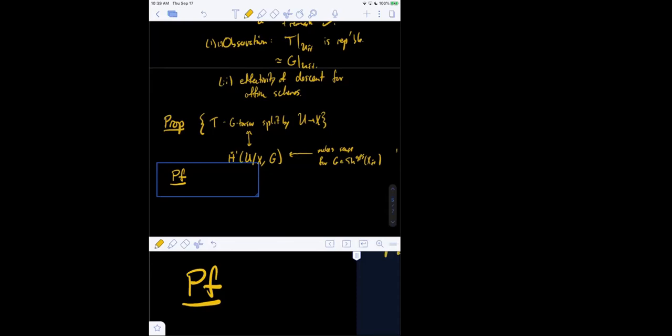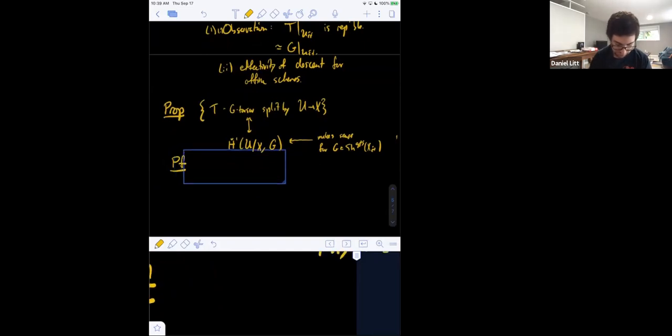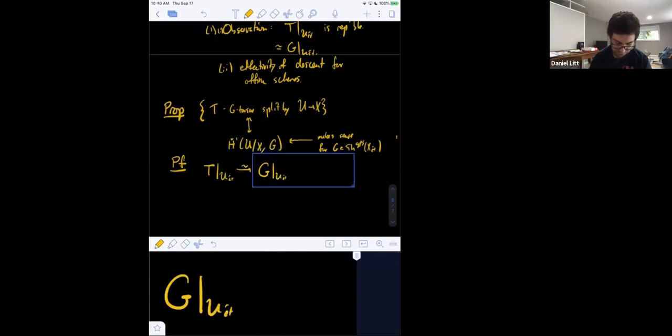Are we going to use the isomorphism we got from T to G when we go over U to construct a cocycle? Yeah, that's right. So what we get is that T restricted to U étale is isomorphic as a torsor to G restricted to U étale, and this isomorphism is as a torsor.